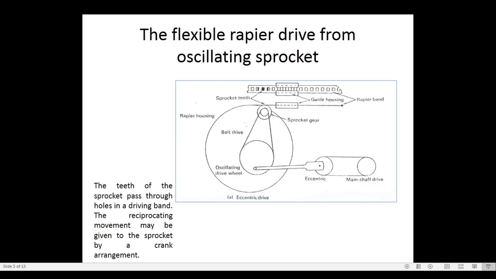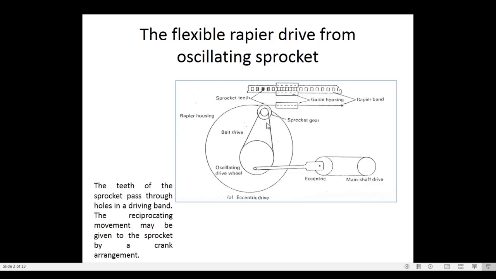So how can the drives be given here? In various machines, various manufacturers are there. Smit is there, Somet is there, Sulzer is there. Everyone has their own patent on the drive system. So the Smit drive is not the same as the Sulzer drive. They have their own drives. So those drives we will see now. First we will concentrate on the flexible Rapier drive from an oscillating sprocket.